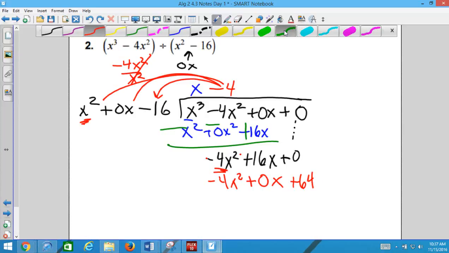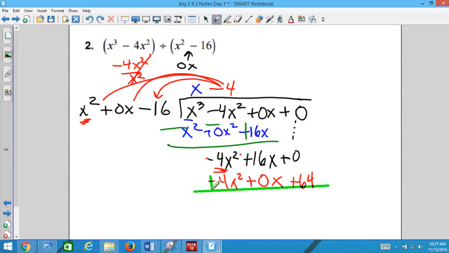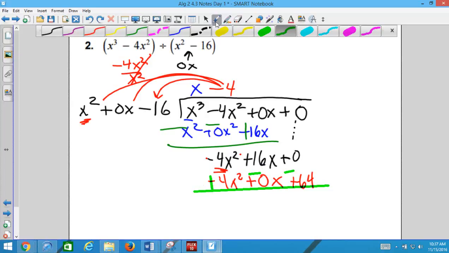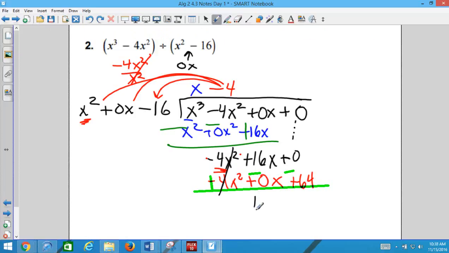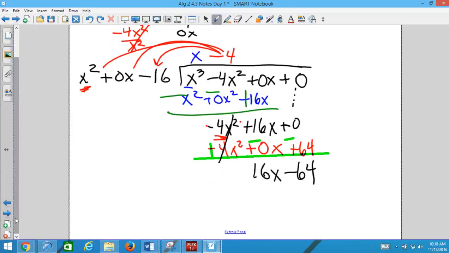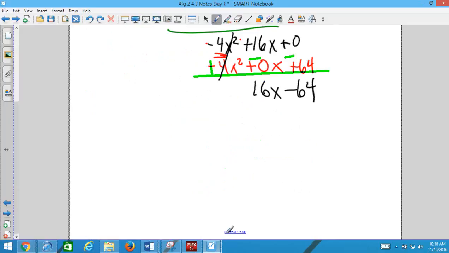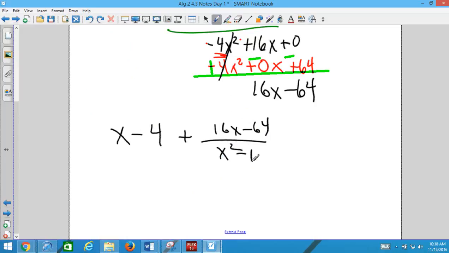Then we draw the line, change the signs. And what do we get? We get crossed out, we get 16x minus 64. And that's our remainder. So when we write our answer, x minus 4 plus 16x minus 64 over x squared minus 16.